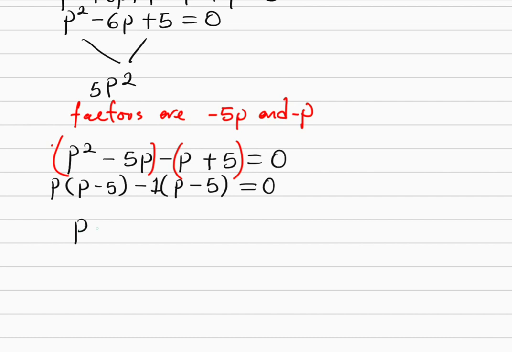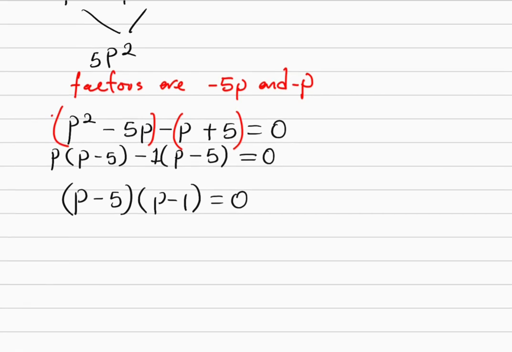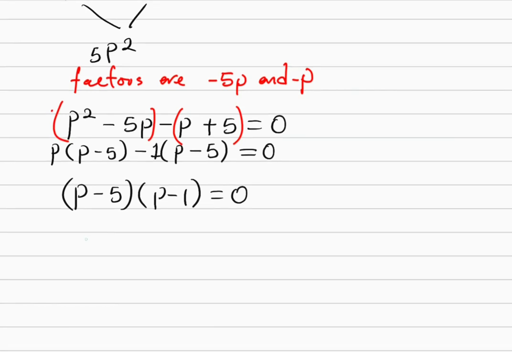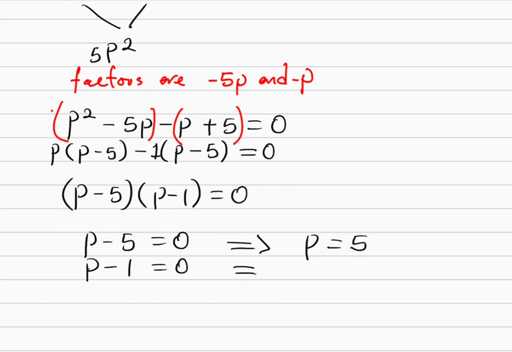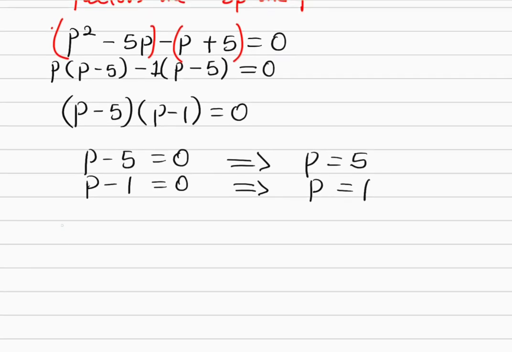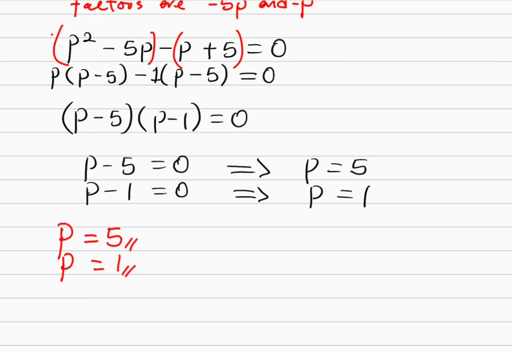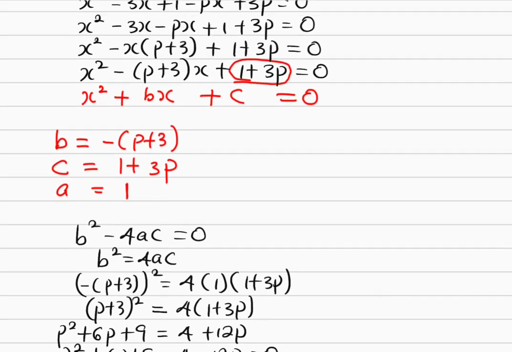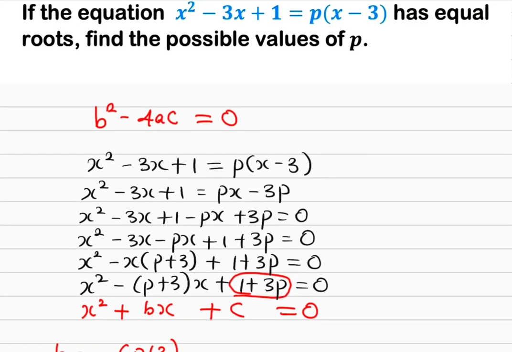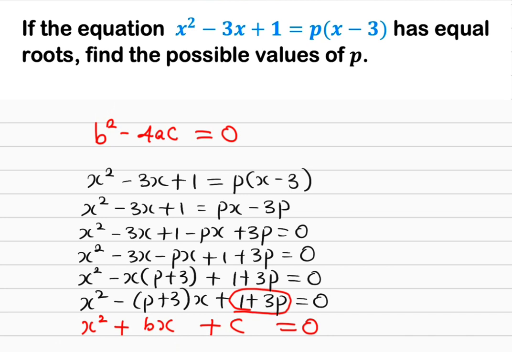Factorizing further, we are going to have p minus 5 into p minus 1 is equal to 0. So we are edging closer to getting our answer. When p minus 5 is equal to 0, it implies that p is equal to 5. And when p minus 1 is equal to 0, it implies that p is equal to 1. Hence, finally, we can come to the conclusion that p is equal to 5 and p is equal to 1. So these are the values of p that we have been asked to find in the question, with that particular statement that the roots are equal.